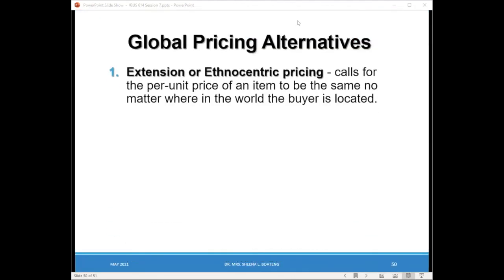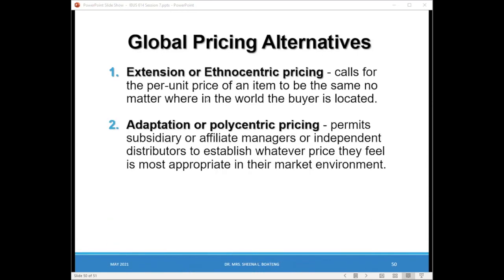So when it comes to the alternatives to pricing products and services in different parts of the world, a firm can decide to use an extension or ethnocentric pricing policy where they price an item at the same level, no matter where it is being sold in the world. They would translate the price of the product to the foreign currency equivalent of the market in which it's being sold and sell it at the same price, not considering differences in economic situation or inflation or whatever.